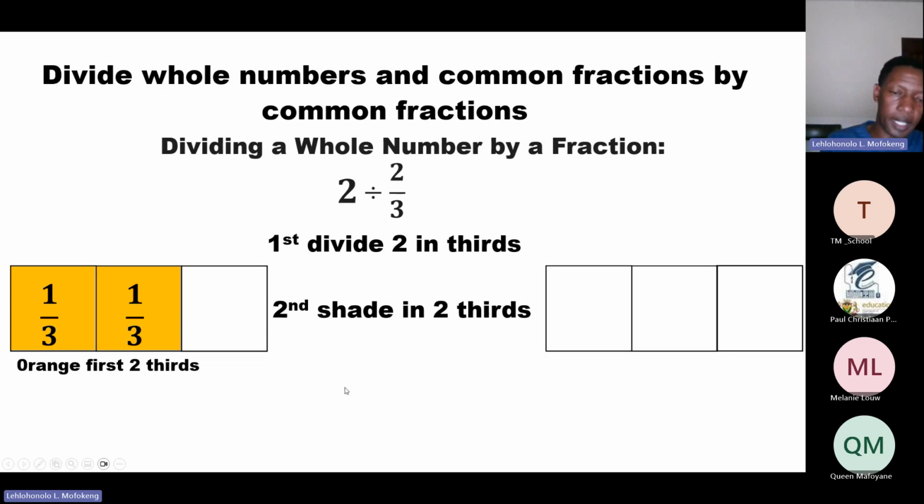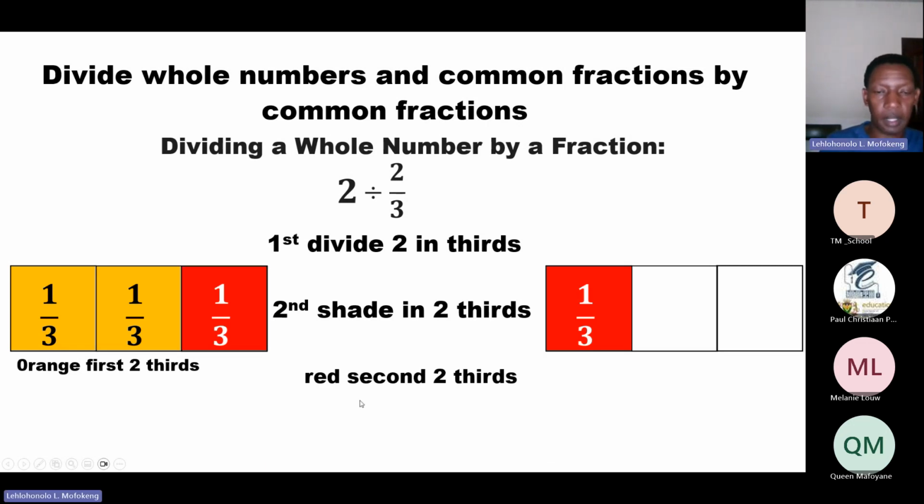And then the second color represents the second 2/3. So at this point in time, we are having 2 2/3. As we can count there, yellow represents 2/3, red represents 2/3. So all in all, now we are having 2 2/3.